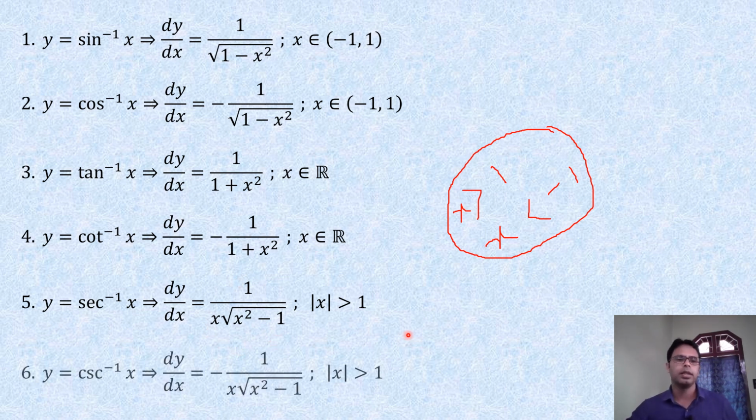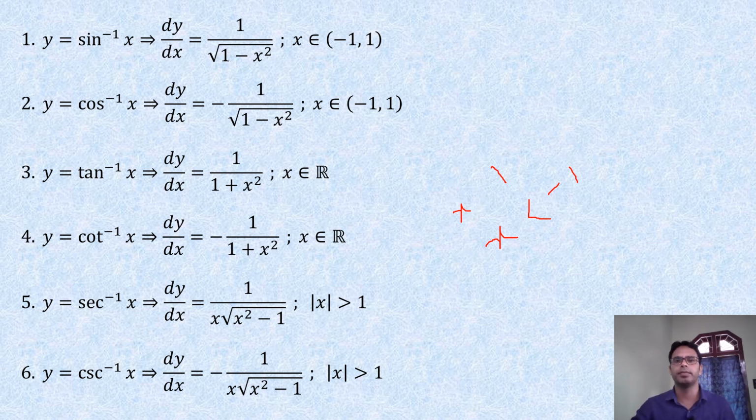And finally y is equal to cosec inverse x. You may write cosec or CSC, but in a computer the cosec function is written only as CSC. So y is equal to cosec inverse x implies dy/dx is similar to the derivative of sec inverse x, but with a negative sign.